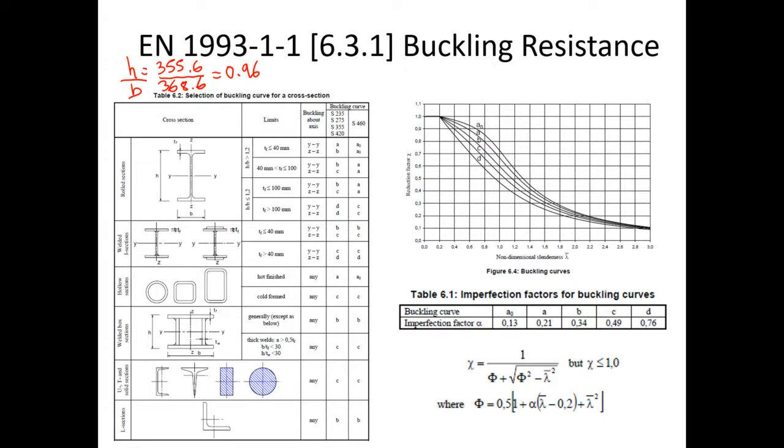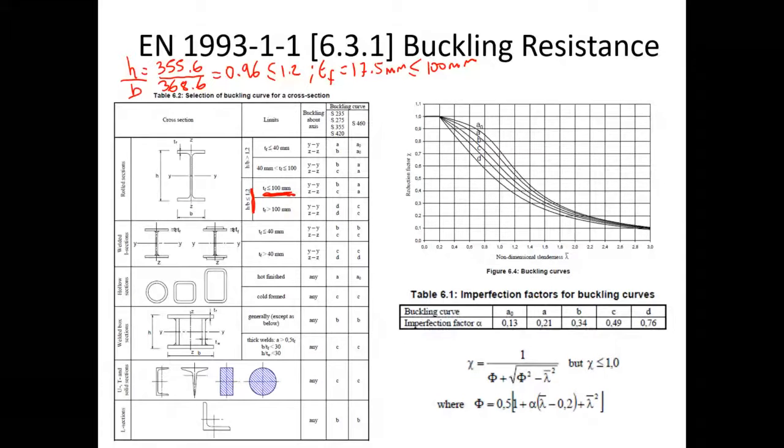It's a UKC, so universal column. Usually the height and the width are about the same. So we can see that that's less than or equal to 1.2, because we have this limit to check. The next thing we have to do is check the flange thickness. We know that the thickness of the flange is equal to 17.5 millimeters. That's less than or equal to 40 millimeters, definitely less than or equal to 100 millimeters. So that's where we are here.